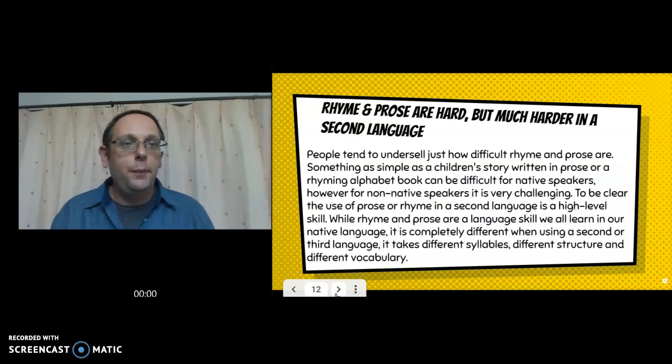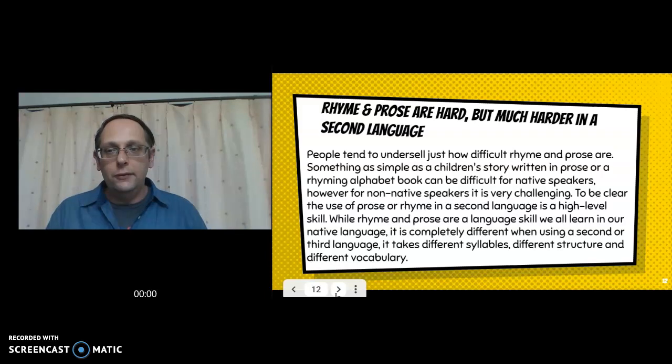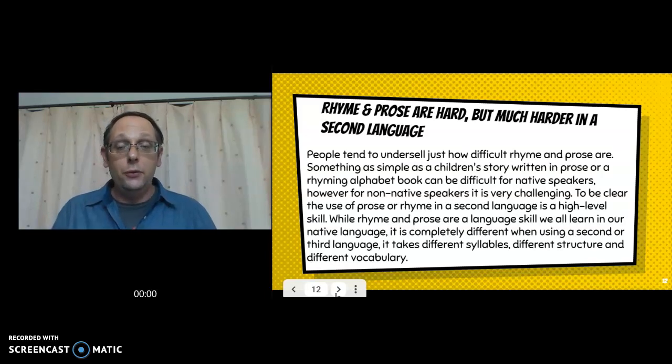Rhyme and prose are hard, but much harder in a second language. So people tend to undersell just how difficult it is to write in rhyme and prose. Something as simple as a children's story is very hard to write in a first language and even more difficult in a second or a third language. So for non-native speakers, it's going to be very challenging, which is why we have some other texts that you can look at and try to model your writing after.